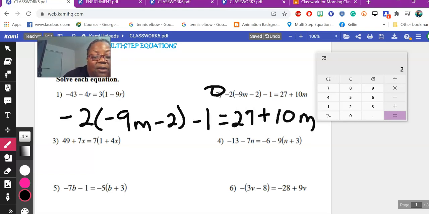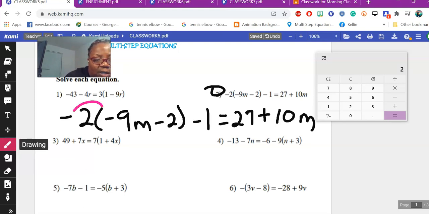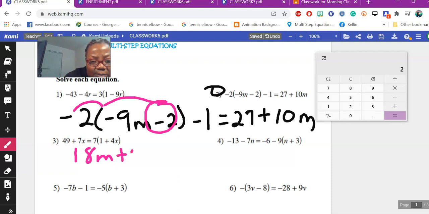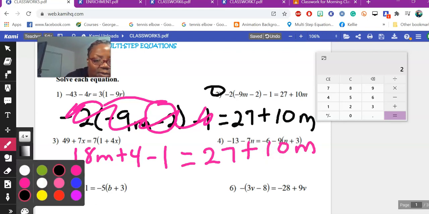All right. First, distribute. Negative 2 times a negative 9 gives me positive 18m. Negative 2 times a negative 2 gives me a positive 4. I'm going to bring down that minus 1. That takes care of this side. Equals 27 plus 10m.